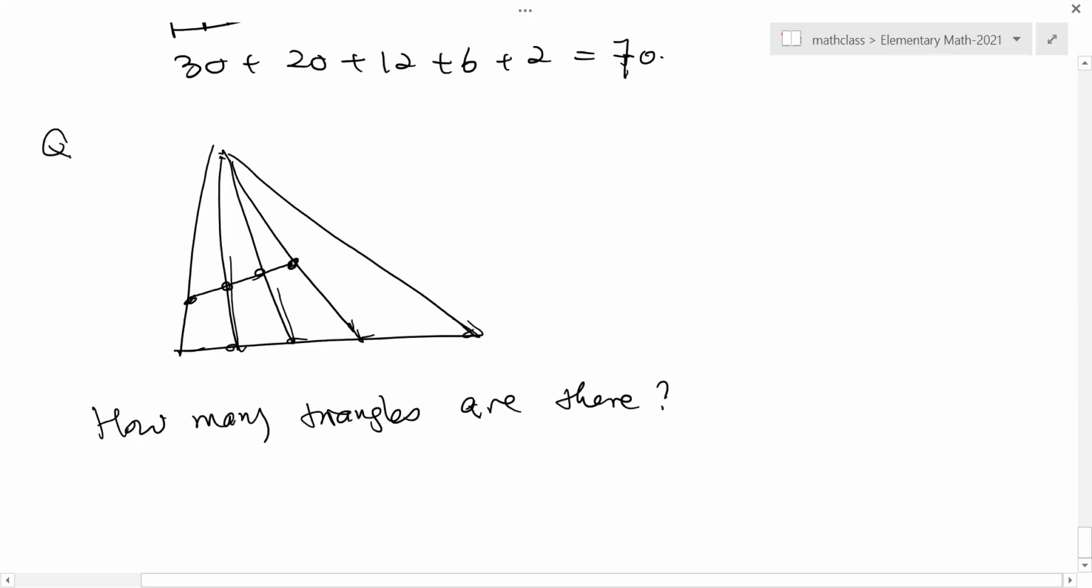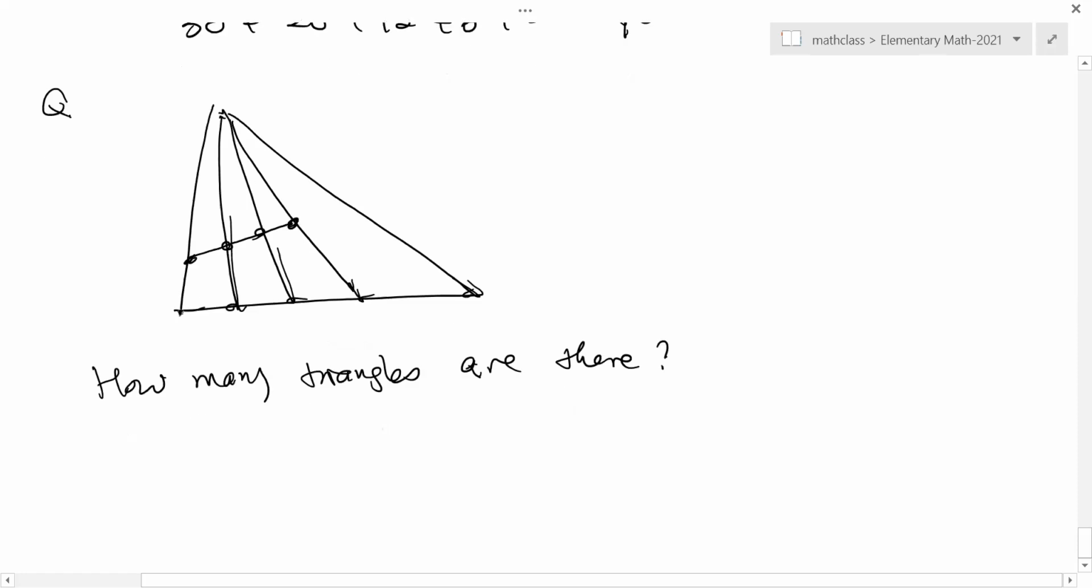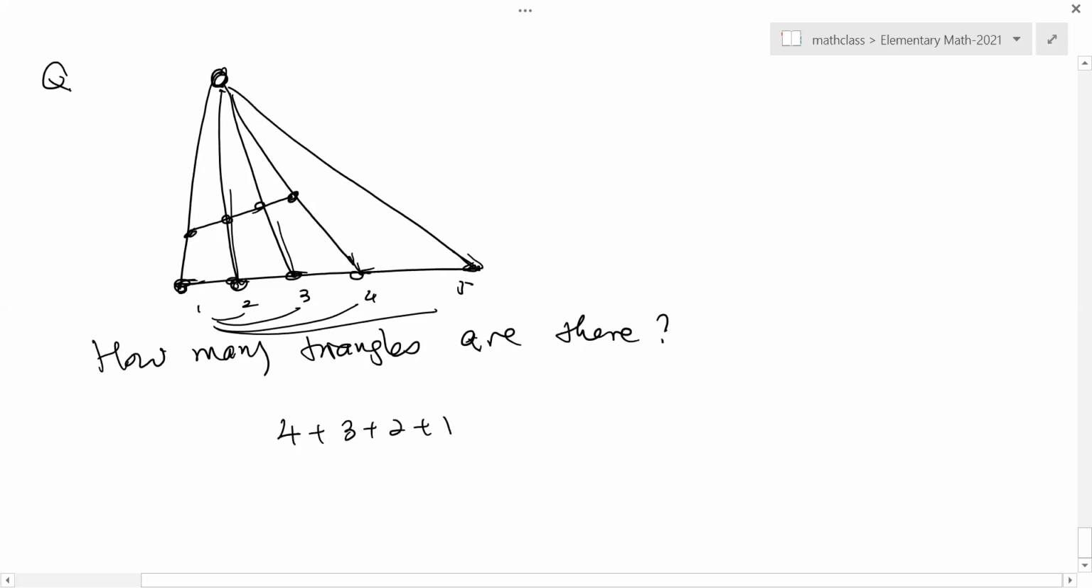How many triangles are there? First of all, you have to count the triangles determined by those 4 points. 1, 2, 3, 4, 5, right? Each of these pairs of points gives you the triangles. So you have 1, 2, 3, 4, right? 4 by 3 by 2 plus 1. So you get this many triangles. Okay. I'm talking about a larger triangle determined by this vertex and a pair of points on the line at the bottom. Okay. So it's going to be 10.